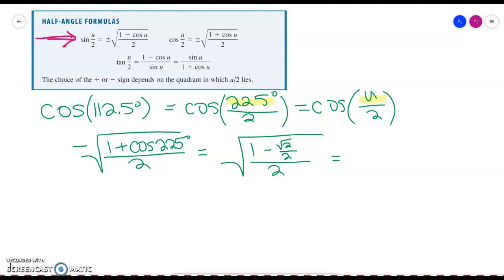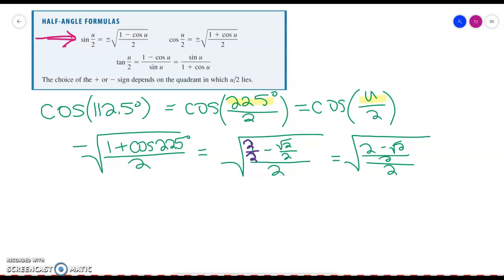All right, once again, we are going to want a common denominator in order to do the 1 minus square root of 2 over 2. So I'm going to change that 1 to a 2 over 2 and combine it to the square root of 2 minus the square root of 2 over 2 divided by 2. All right, put it over that common denominator.